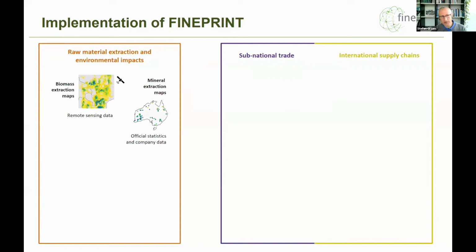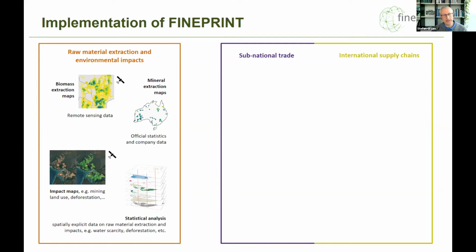So we start with the mapping of where the extraction of different materials takes place. For example, with regard to mineral extraction maps, we particularly look at metal ore extraction and coal extraction using official statistics and company data in order to locate where resource extraction is actually taking place.